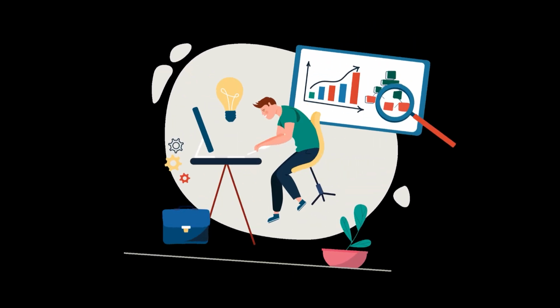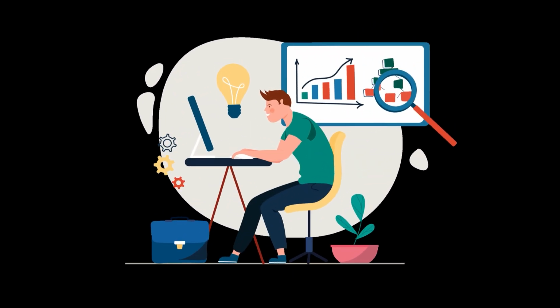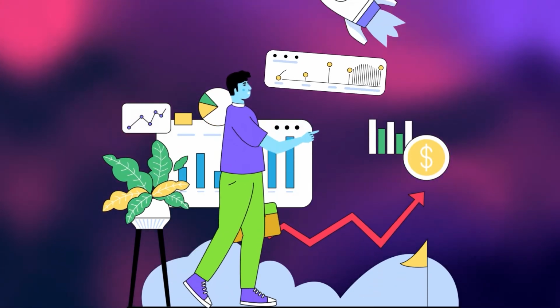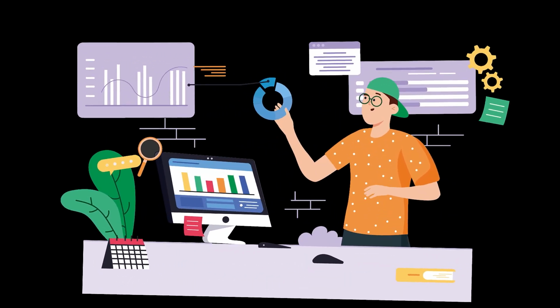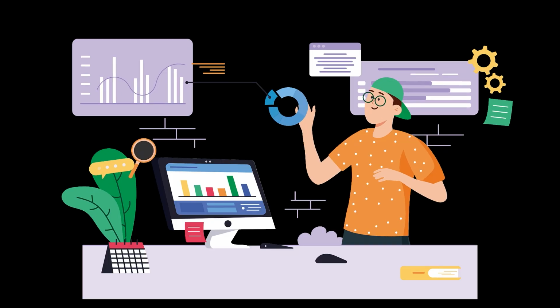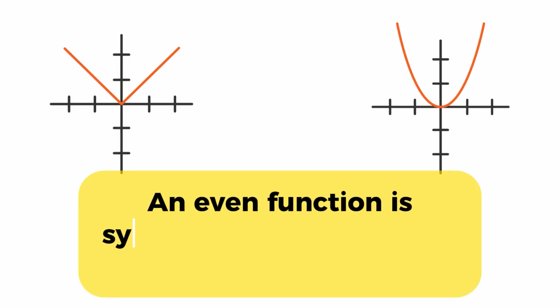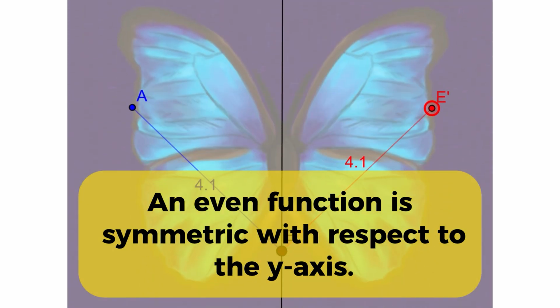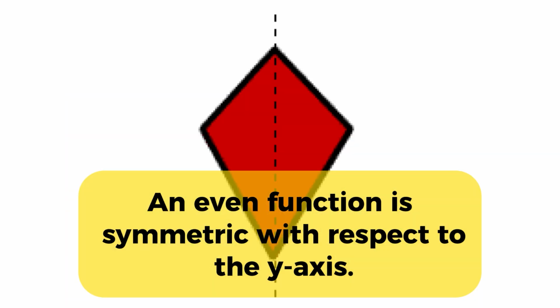Now in this section, let's talk about the graph. How can we tell, just by looking at a graph, whether a function is even, odd, or neither? An even function is symmetric about the y-axis. What does that mean? It means that if you fold the graph of an even function along the y-axis, the right side will fall exactly on the left side.